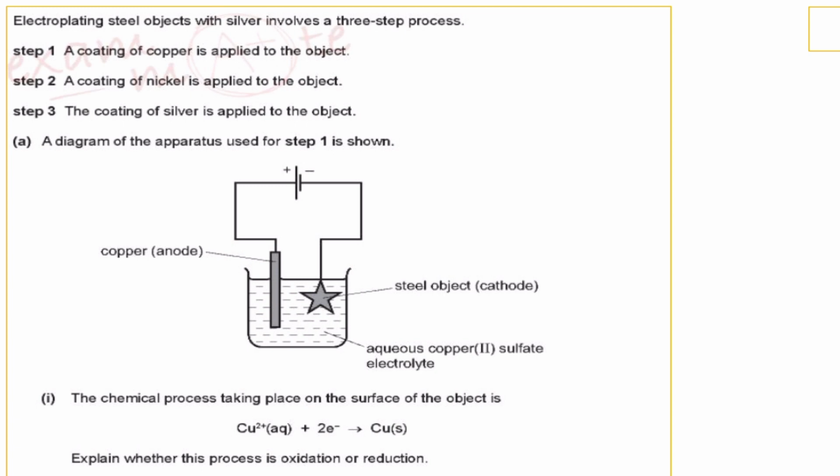This is question 7. Electroplating steel objects with silver involves a 3-step process. In step 1, a coating of copper is applied to the object. In step 2, a coating of nickel is applied to the object. And in step 3, a coating of silver is applied to the object. A diagram is shown for step 1. You've got copper sulfate, a copper anode, and the steel object as the cathode.